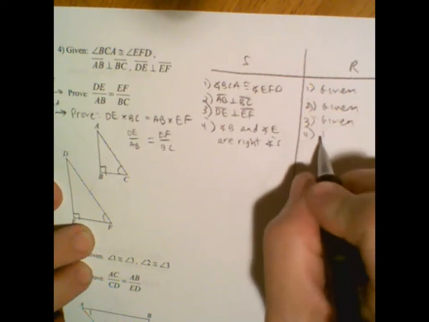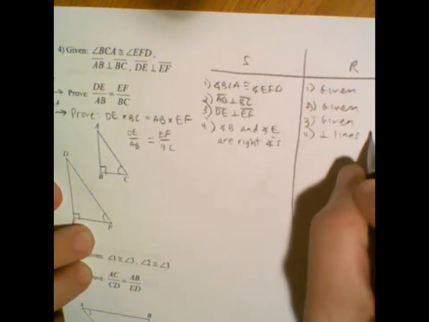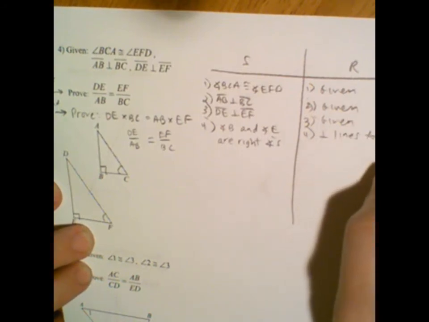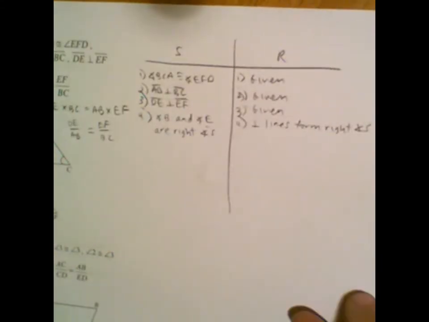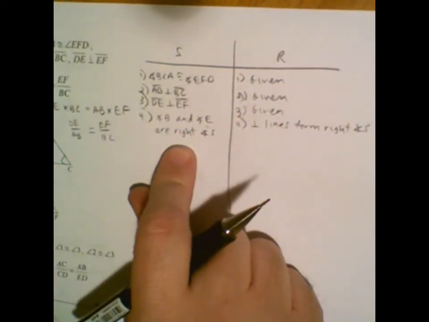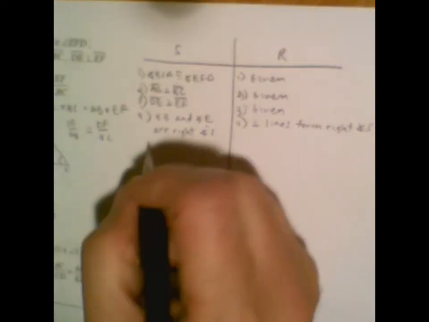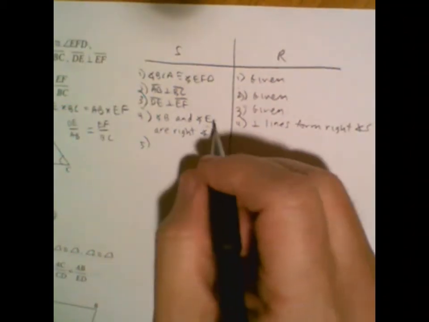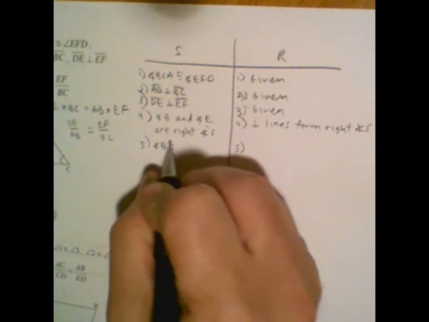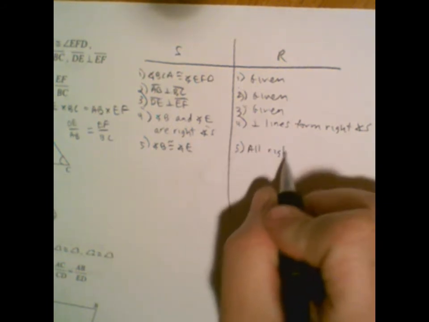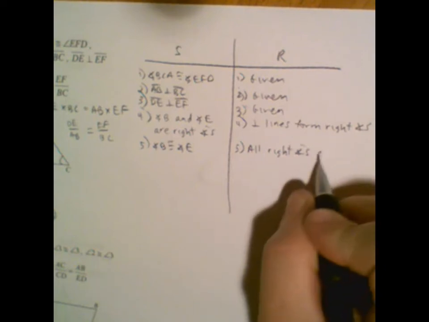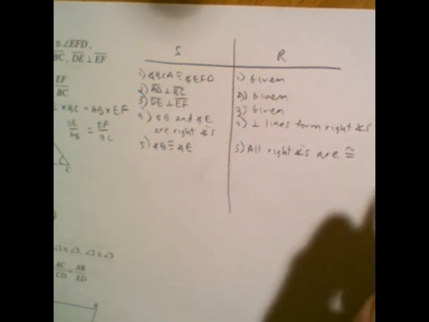Angle B and angle E are right angles because perpendicular lines form right angles. Okay? And then we can say that angle B is congruent to angle E because all right angles are congruent.